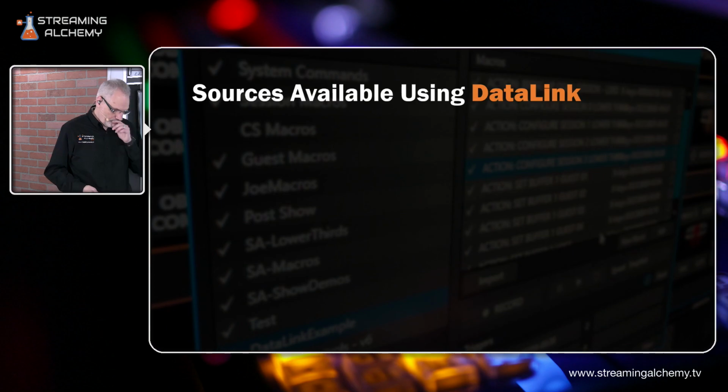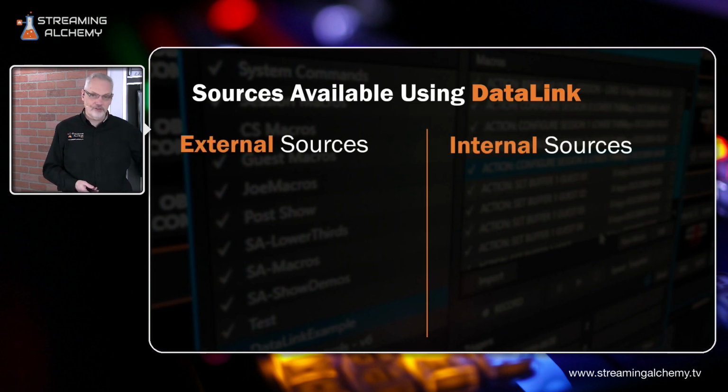So the data you can get from Datalink comes from an array of different types of sources. There's external sources, things that would be coming from outside the TriCaster and then be brought inside, as well as internal sources, basically metadata that exists around things that are already running inside your TriCaster.